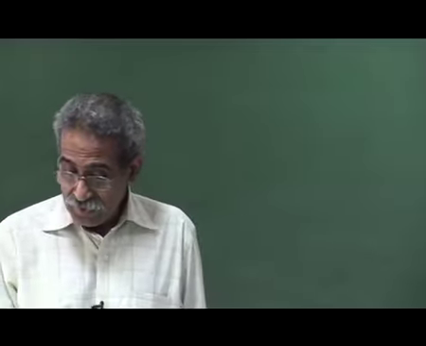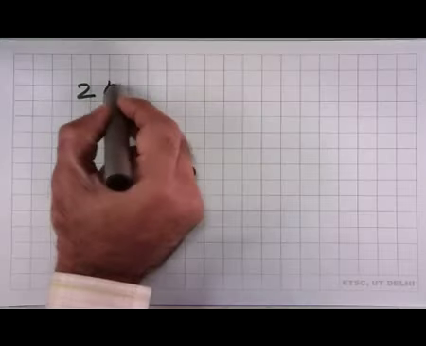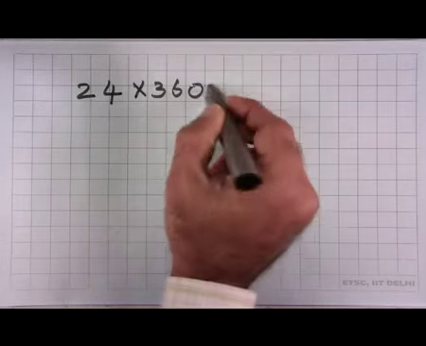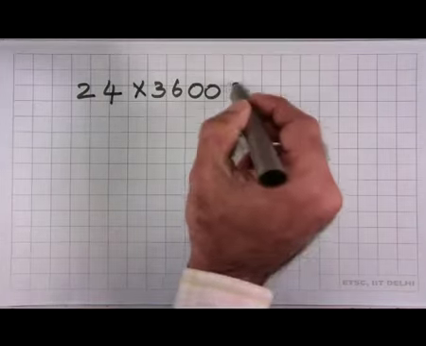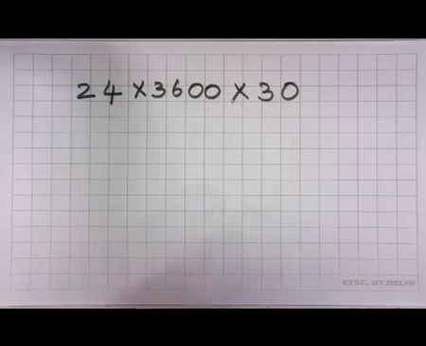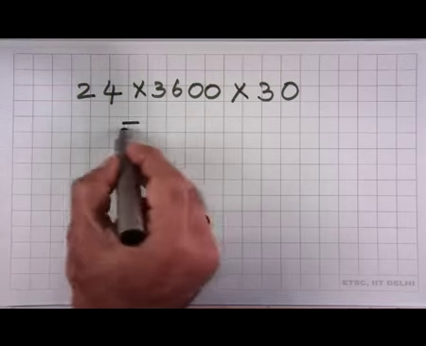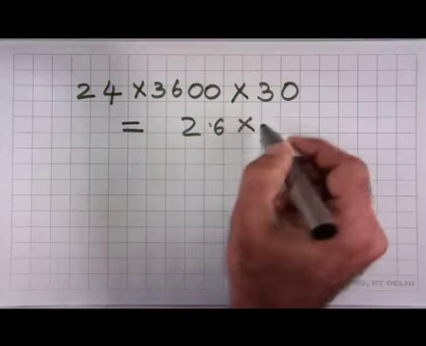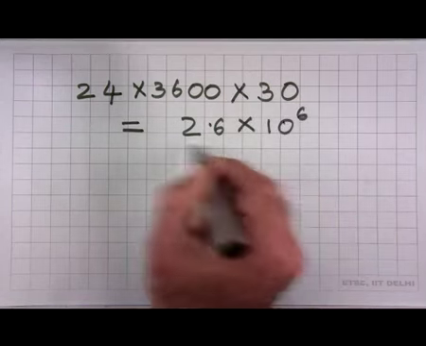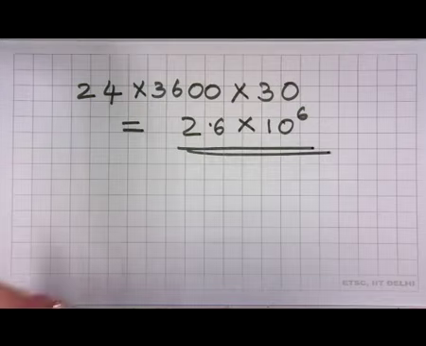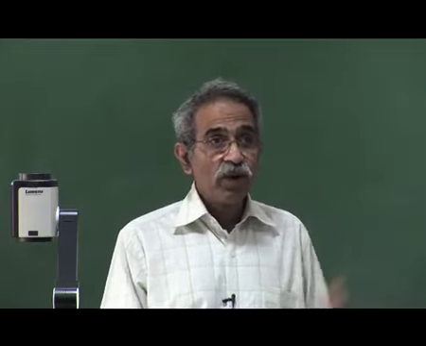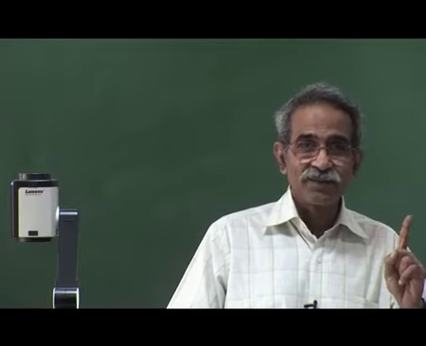Well, you have 24 hours in a day. Then you multiply it by 3600. That gives you the number of seconds in a day. And then you multiply it by 30. That gives you the number of days in a month. So if you multiply this, you are going to get 2.6 into 10 to the power of 6. That is what you are going to get. So that means that this number corresponds to waiting for 1 whole month. That is what we are saying.